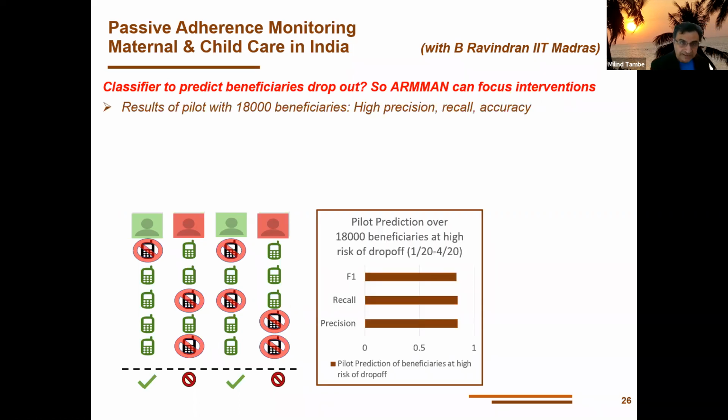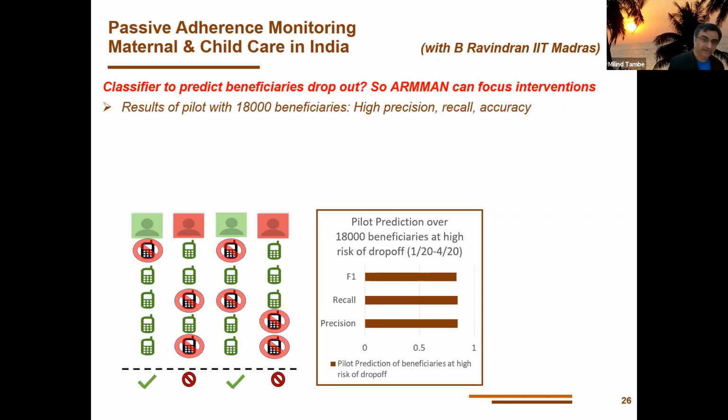Then we did a pilot test with 18,000 beneficiaries, taking their data from November and December of 2019 to make predictions, and then tested them against actual drop-off in the spring of 2020. And what we find is that our predictions are pretty accurate in terms of recall, precision, F1 above 0.8. Okay, so we made good predictions, but if we intervened on these women, would they actually stop dropping out of the program?